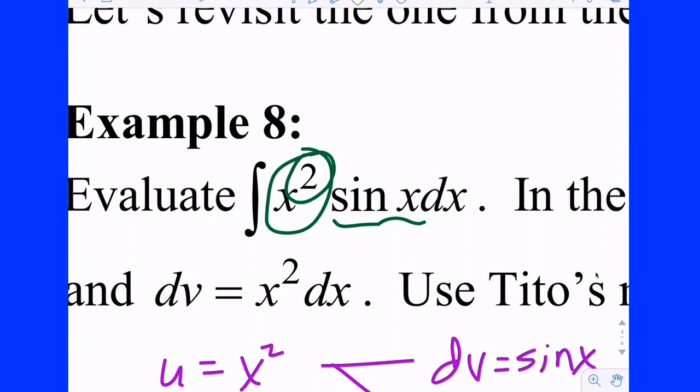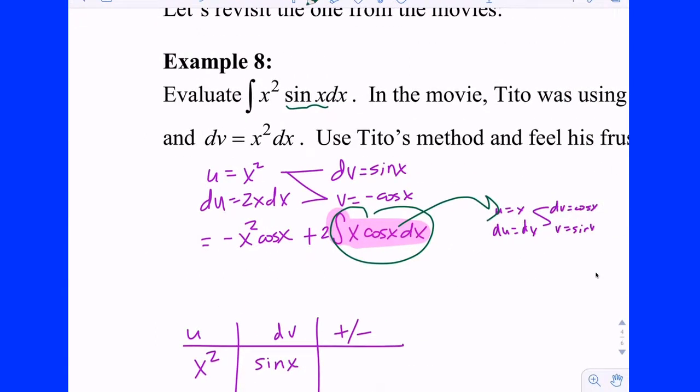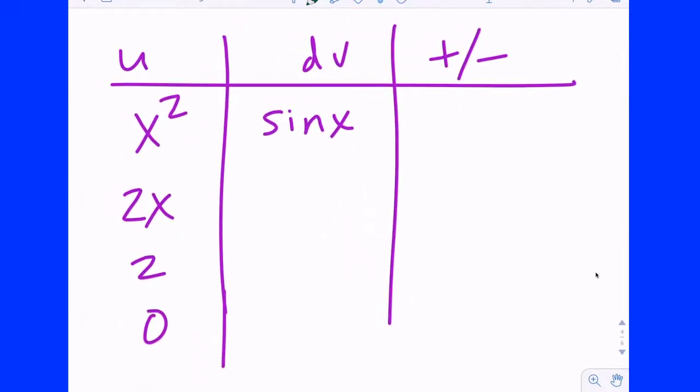So if that's more than 1, if that's squared or higher, then you're probably going to want to do it using the tabular method. So that's what I was in the process of showing you how to do. The tabular method has 3 columns. The first column is u, the second column is dv, kind of the way we normally list them. But then you have a third column that's plus or minus. What that's going to do is alternate signs.